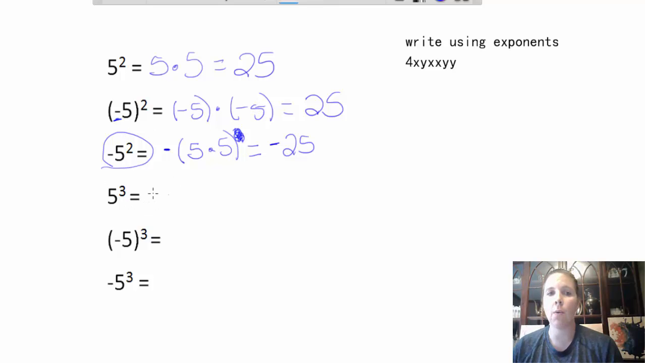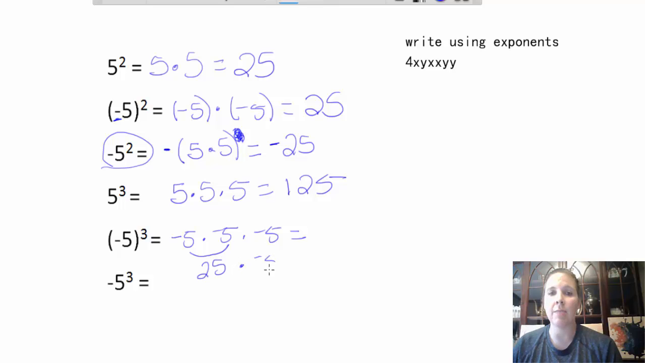So when we go to threes, or cubes, 5 times 5 times 5, 5 and 5 is 25. 25 times 5 is 125. Okay? Well, what about when we have a negative? So that's negative 5 times negative 5 times negative 5. Well, right here, negative 5 times negative 5 is a positive 25 times another negative 5. So that's going to be a negative 125.